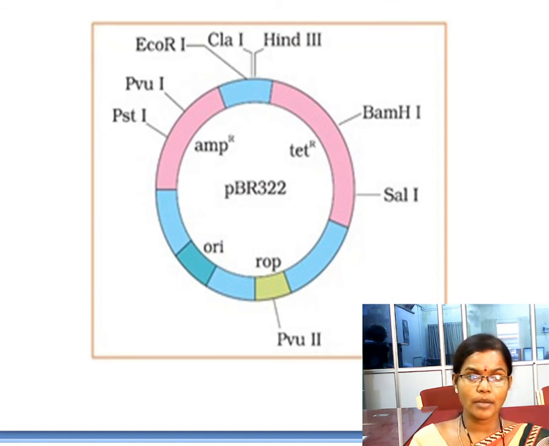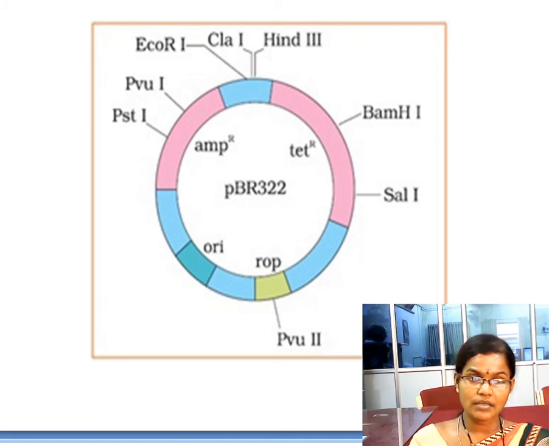Selectable markers are those markers which play a very vital role in the plasmid. In pBR322, you are going to see two types of selectable markers. One is called the ampicillin resistant gene and the other is called the tetracycline resistant gene. A restriction enzyme can detect a specific sequence, for example CCGT, and it cuts downstream of this sequence. What we get then is smaller pieces of DNA.